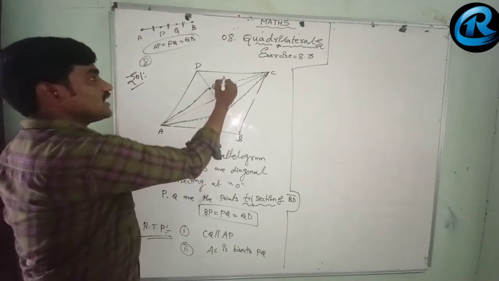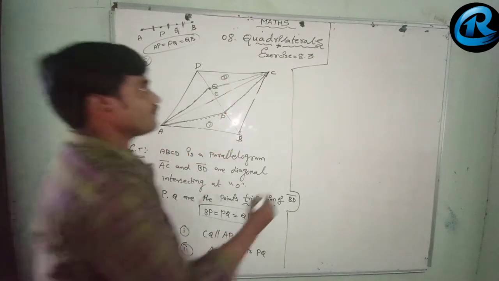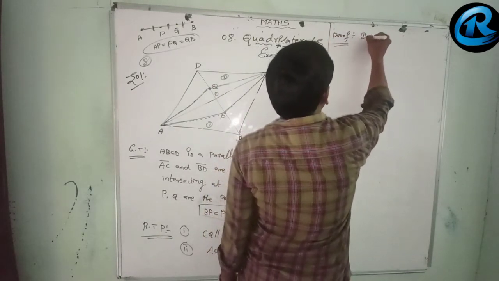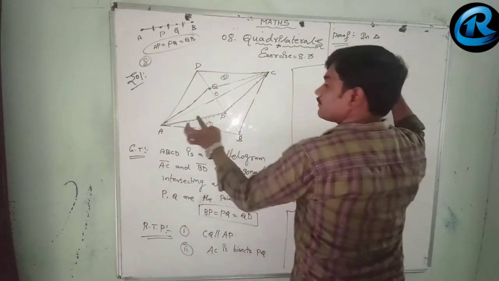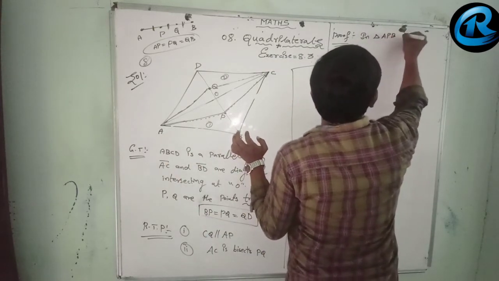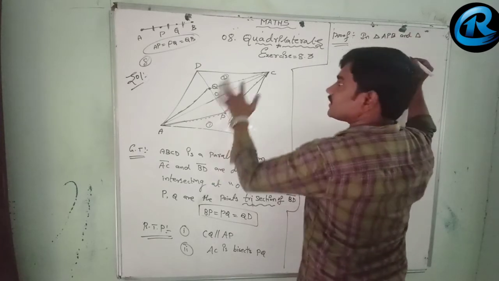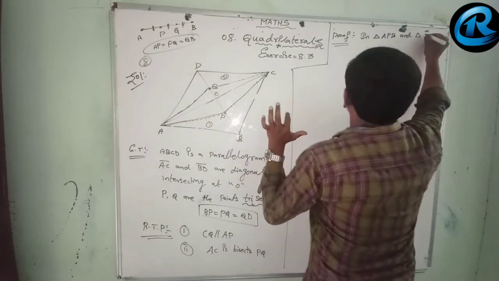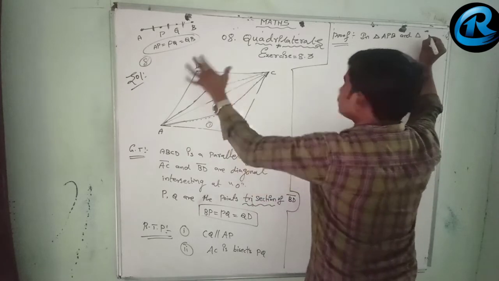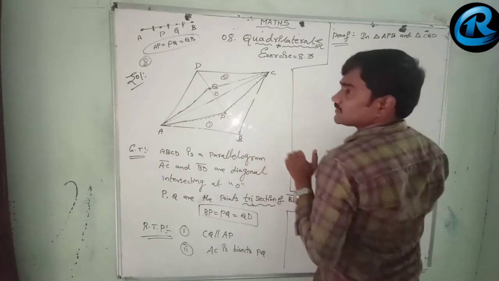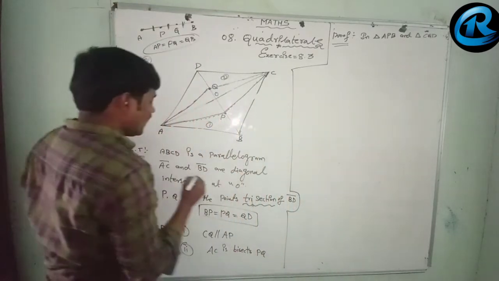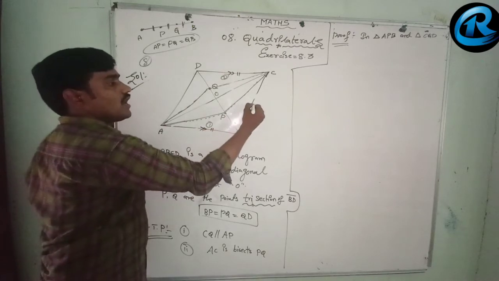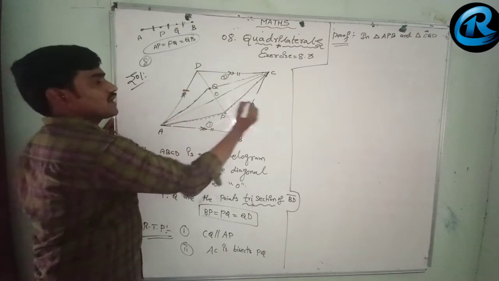First of all, let us take this triangle and this triangle first. In triangle APB and triangle CQD, these two. So what we can write here, already ABCD is a parallelogram. Opposite sides will be equal and parallel.